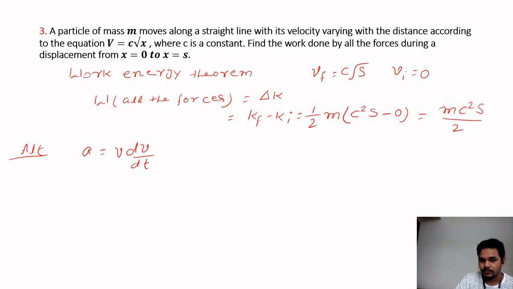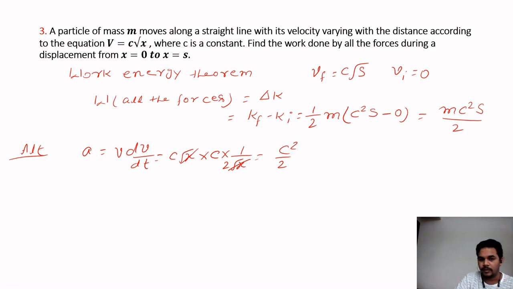Let me help you see how we get that answer. Here velocity is c root x, and differentiation of c root x will be c, which is constant, so we keep it outside, and differentiation of root x is 1 by 2 root x. So this root x will cancel out, and it will become c squared by 2. You can see this acceleration we got is constant in nature.